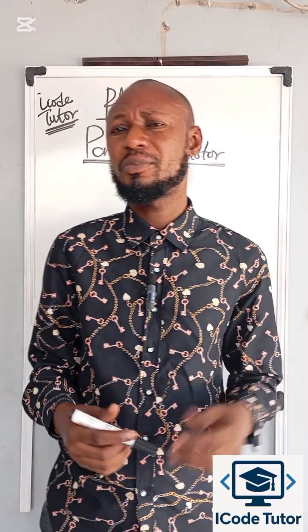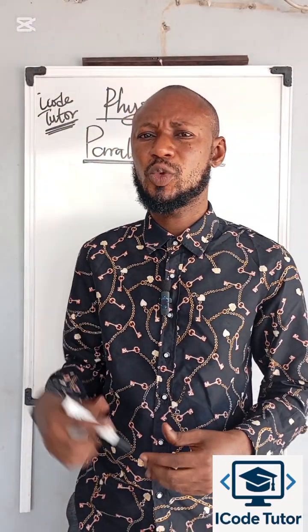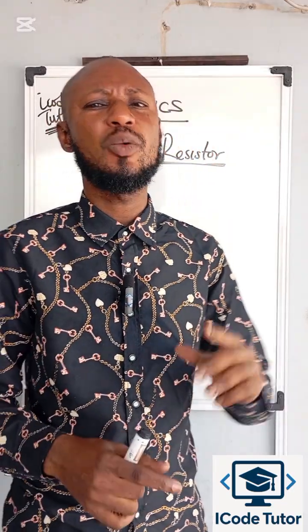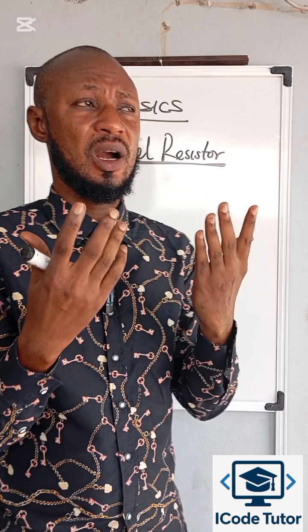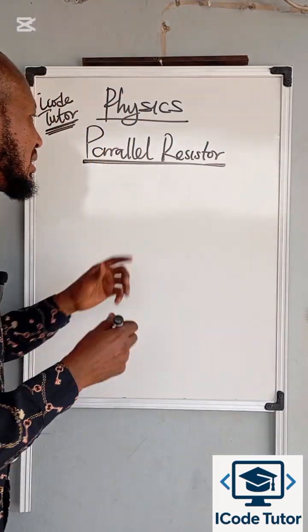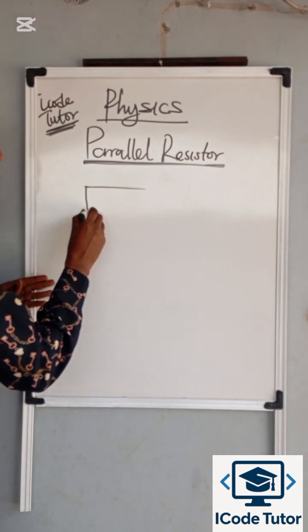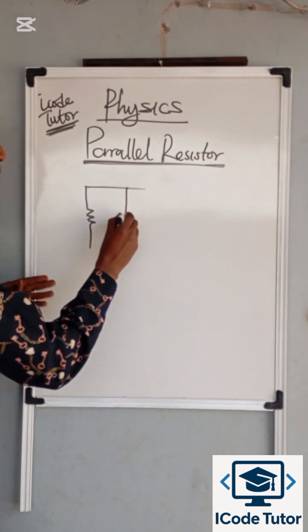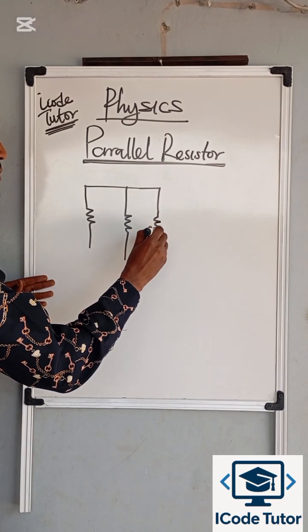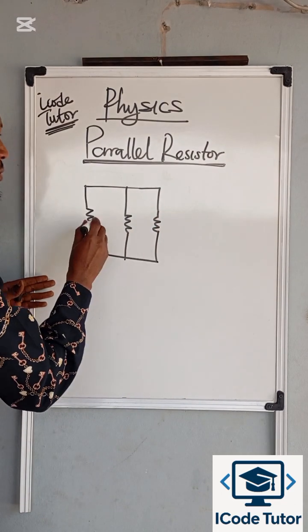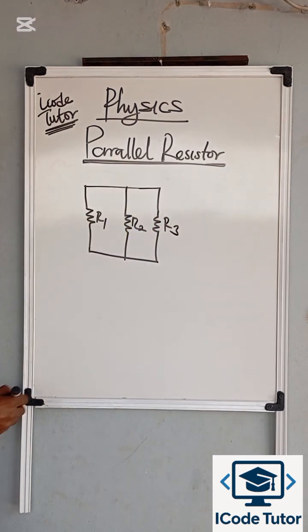Now, unlike the previous series resistor circuits we discussed, in a parallel resistor network, the circuit current can take more than one path, as there are multiple paths for the current. The schematic diagram of a parallel resistor can be drawn above. Let's say this is R1, this is R2, and this is R3.